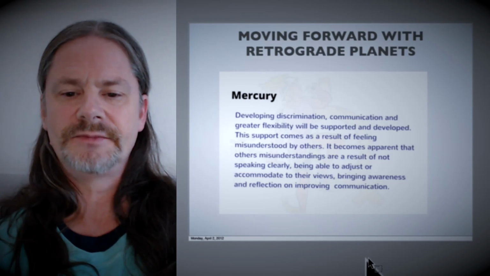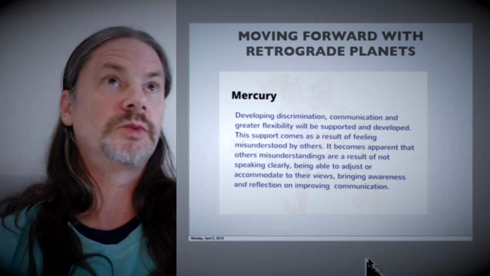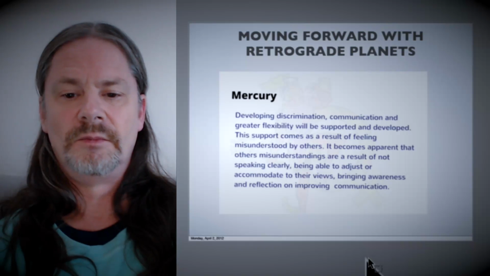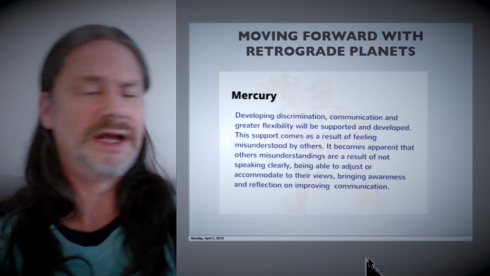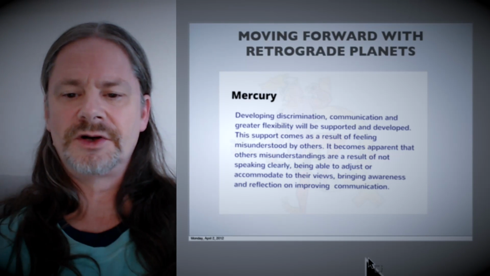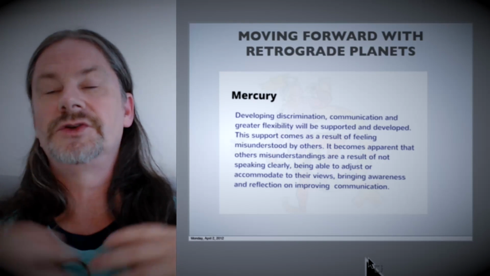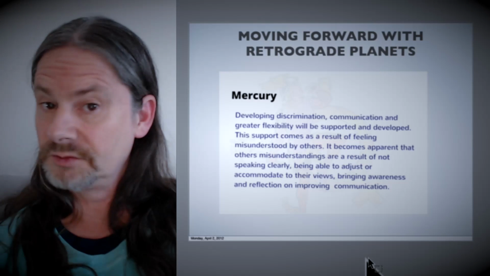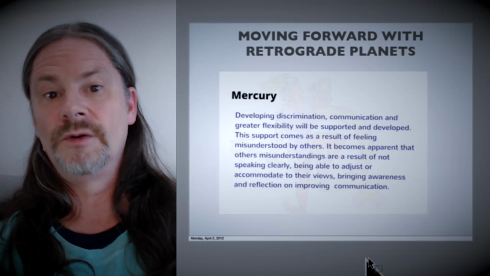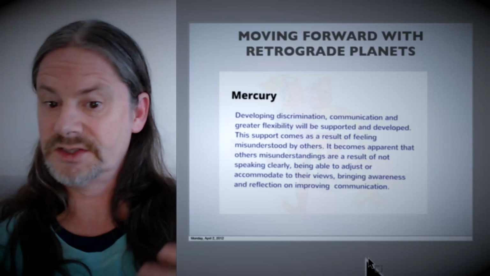So I go through every planet. Mercury, developing discrimination, communication, and greater flexibility, will be supported and developed with retrograde Mercury. So it's eventually supported and developed, but the support comes from feeling misunderstood by others, like we're not speaking clearly. It becomes apparent that others' misunderstandings are a result of not speaking clearly, being able to adjust or accommodate their views, bringing awareness and reflection on improving communication. Again, if Mercury rules the 10th house, like let's say it's for Virgo or Sagittarius, then we also see these interruptions in the workplace, etc.